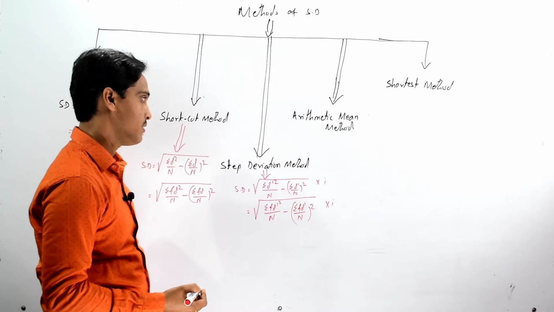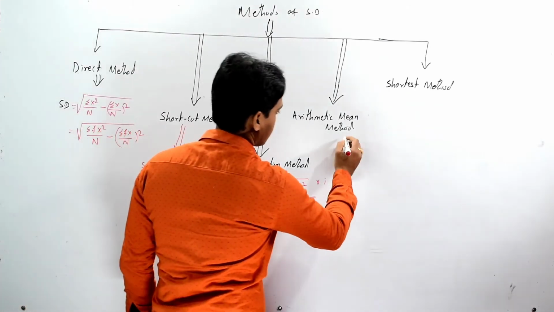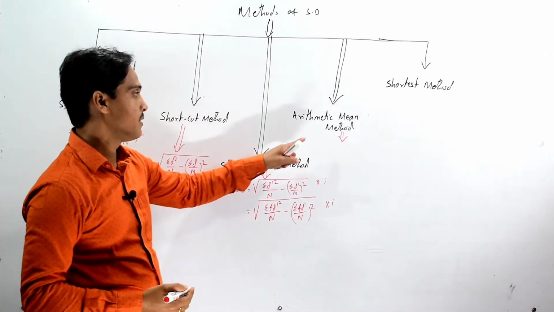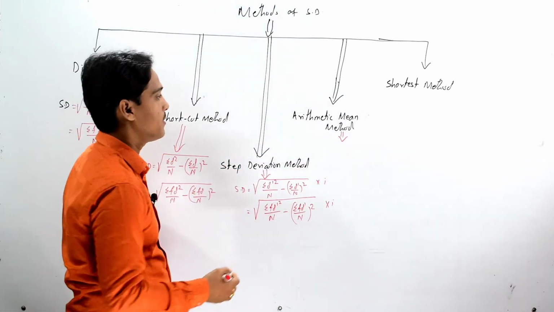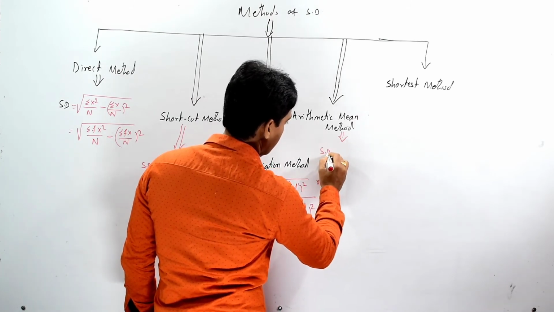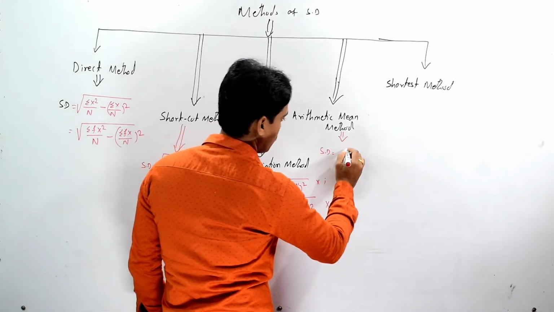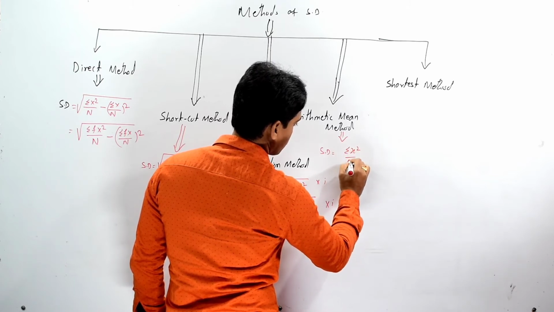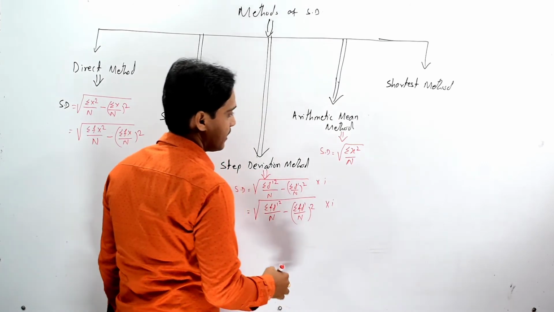In case of the arithmetic mean method, we consider the deviations from the arithmetic mean for computing our standard deviation, that is standard deviation equals whole root of summation small x square by n.